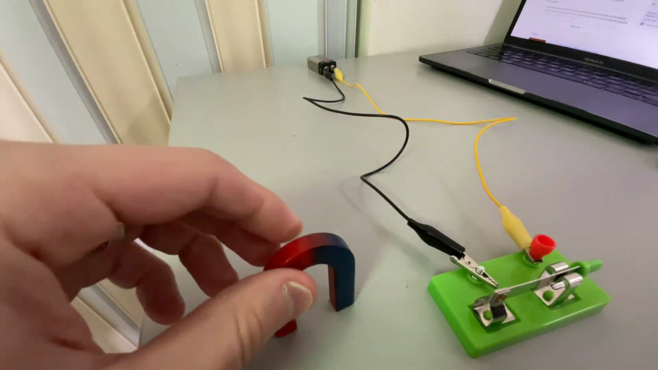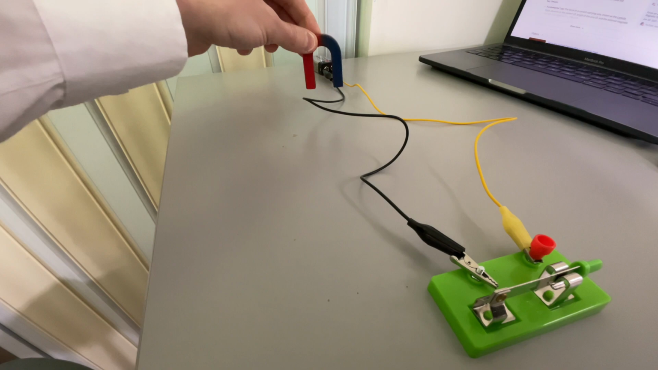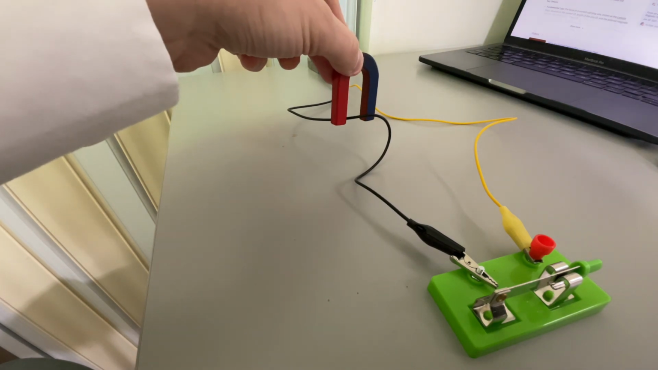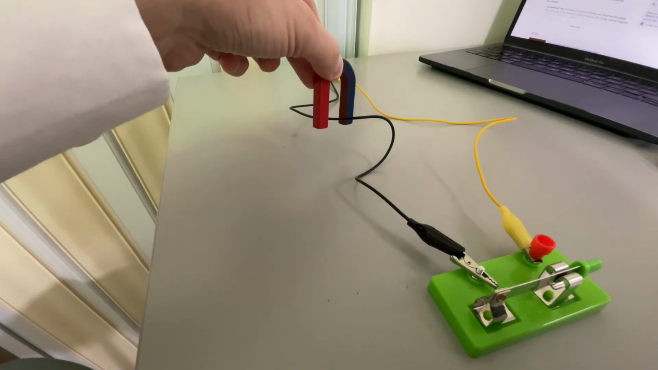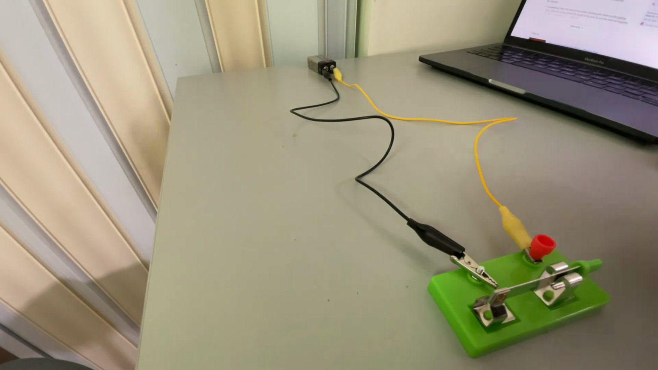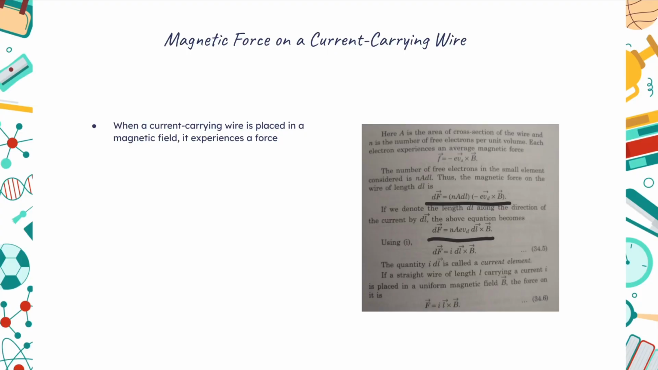Here, as I place this switch on and I have a current running through the wires, I place the magnet around the wire so that it is now launched into a field. And we can see that the wire moves back and forth because it's experiencing a magnetic force of attraction and repulsion.